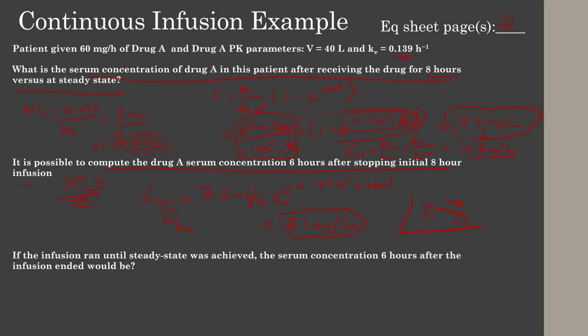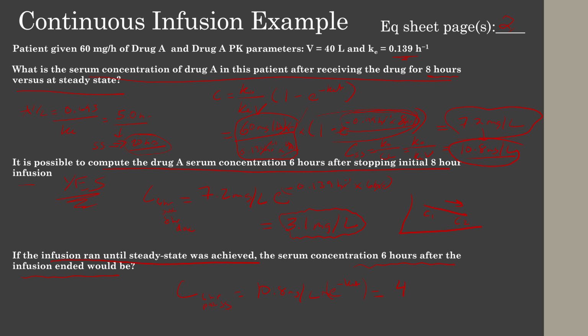But wait, there's more. Now it wants you to assume it ran until steady state was achieved, which we determined up here as 10.8. So what would the serum concentration be 6 hours after that infusion was ended? So 6 hours post steady state. Now, the only difference here is you're inserting 10.8 milligrams per liter, e to the minus Ket, right? Multiplying that out. Won't write it all back in there again. But if you do it, it's approximately the same math.